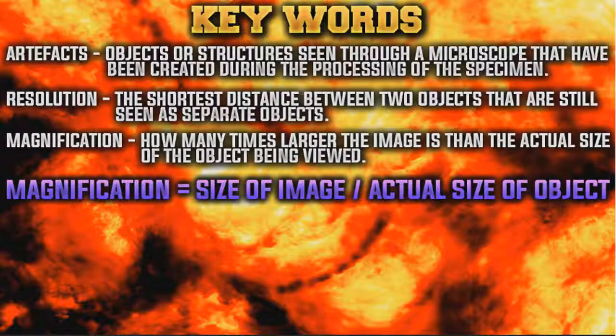So the final thing is the keywords. Now, artifacts, I mentioned these previously. These are objects or structures seen through a microscope that have been created during the processing of a specimen. The resolution of a microscope is the shortest distance between two objects that are still seen as separate objects. Magnification is how many times larger an image is than the actual size of the object being viewed.